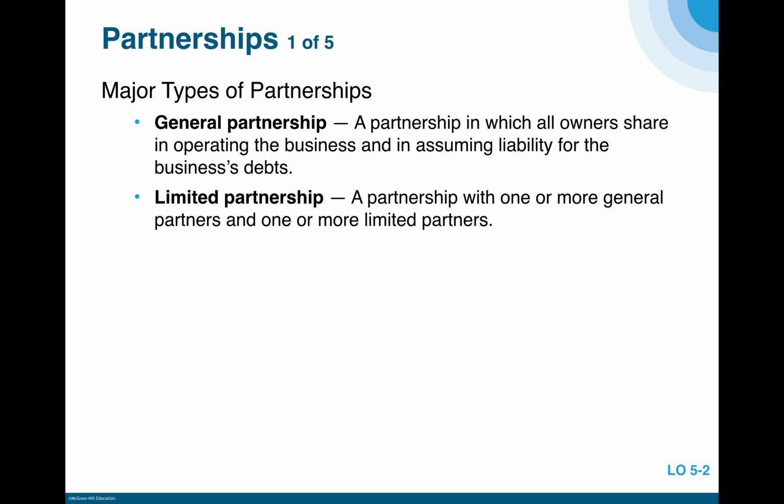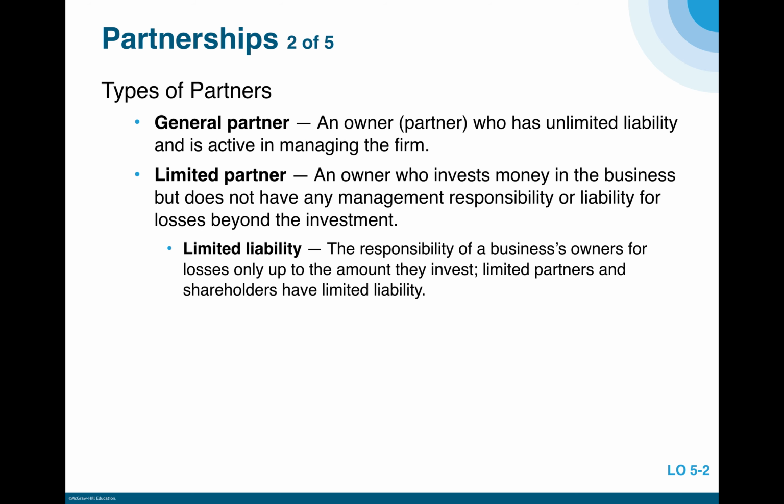Sometimes you see limited partnerships with sports teams, whether it be the basketball team or baseball team. You might have two people in front doing everything, and then limited partners behind them who are just contributing a few million dollars into buying the sports team. They don't have a whole lot of say, but they are still part of the team. You've got general partners, an owner or partner who has unlimited liability and is active in managing the firm. A limited partner is an owner who invests money in the business but does not have any management responsibility or liability for the losses beyond the investment.